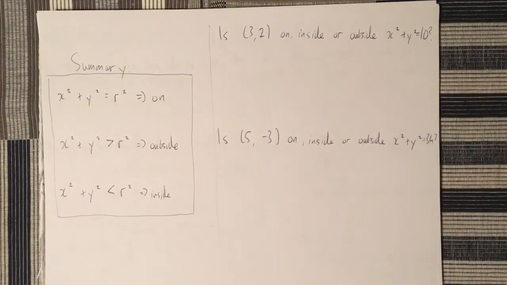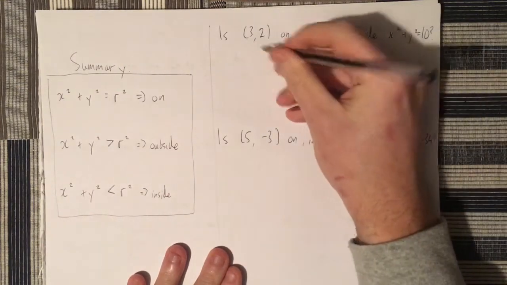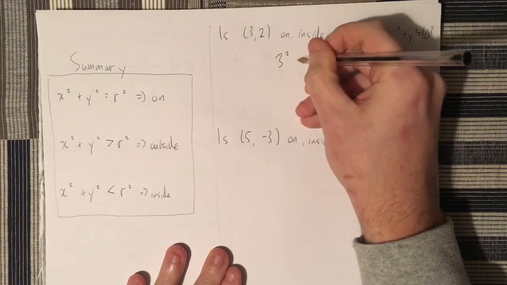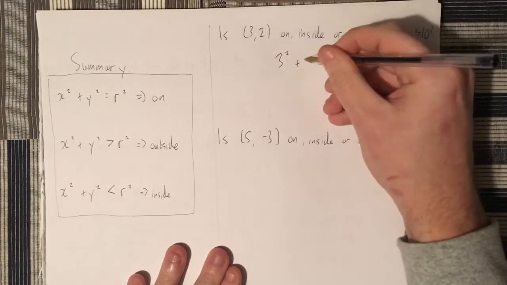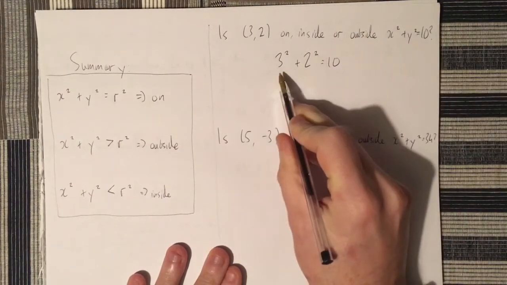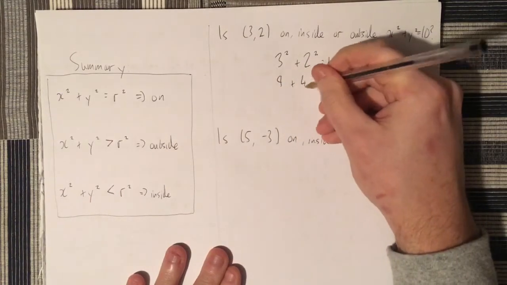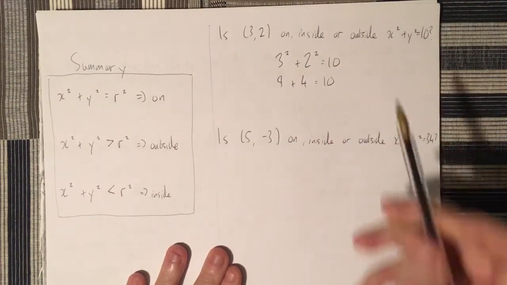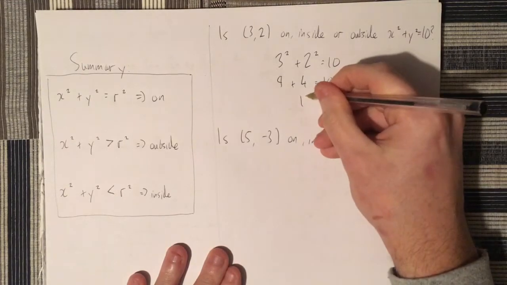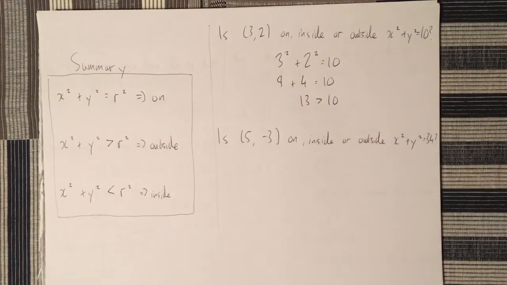So is 3, 2 on, inside, or outside x squared plus y squared equals 10? So let's sub 3 and 2 in for x and y. So instead of x squared, I've got 3 squared plus, instead of y squared, I've got 2 squared is equal to 10. 3 squared is 9 plus 2 squared is 4. Is that equal to 10? It's not. 9 plus 4 is 13. 13 is bigger than 10, so that means it's outside the circle.